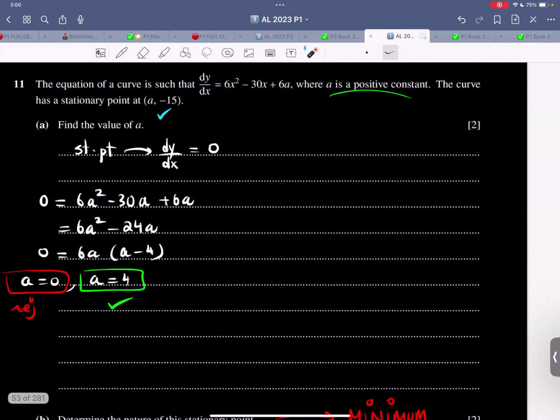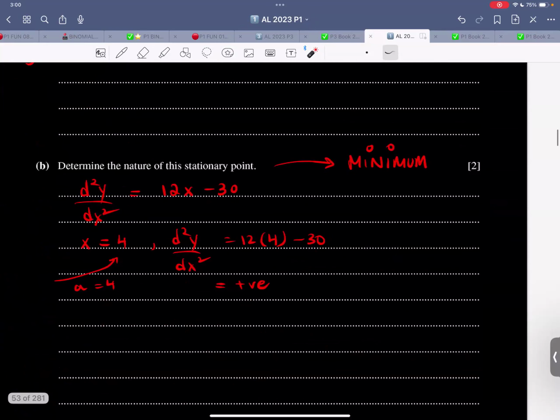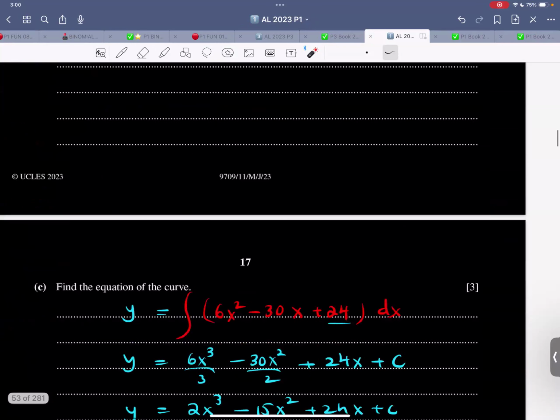Stationary point, dy by dx is 0. X coordinate is A. Dy by dx is 0. You are getting A equals 4. Determine the nature: double derivative, plug x equals 4, and you are getting it positive. So therefore, it's a minimum.